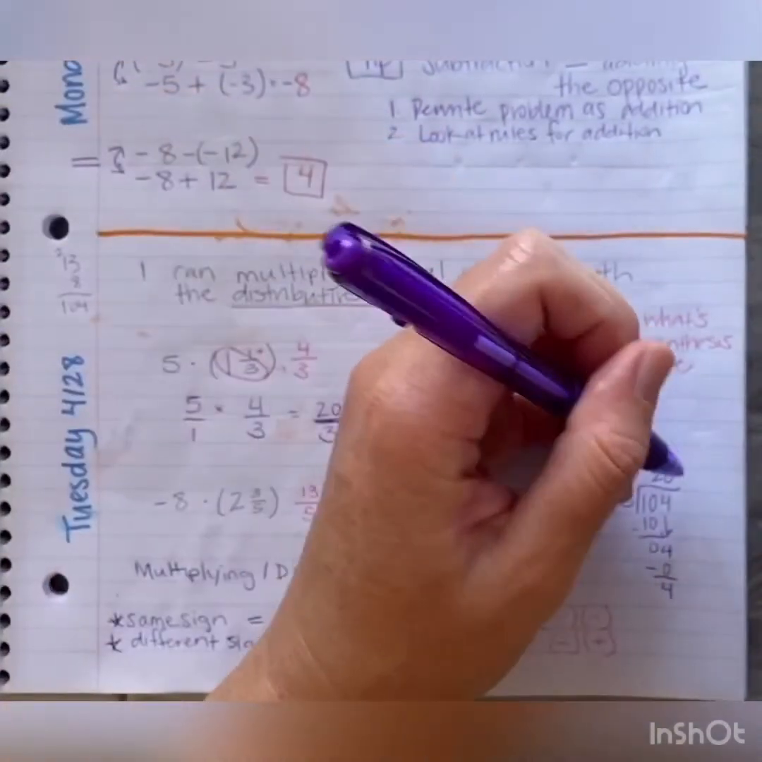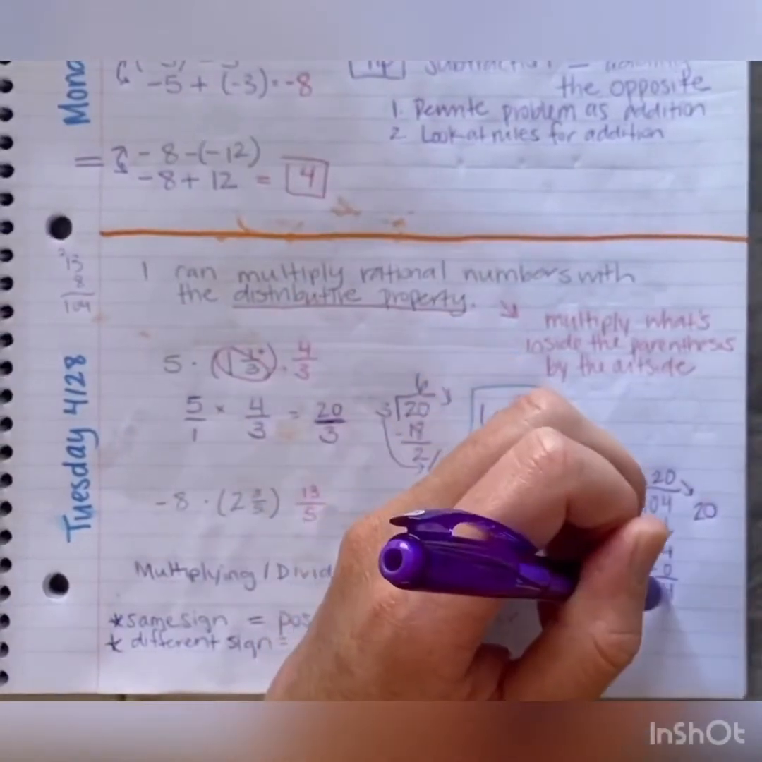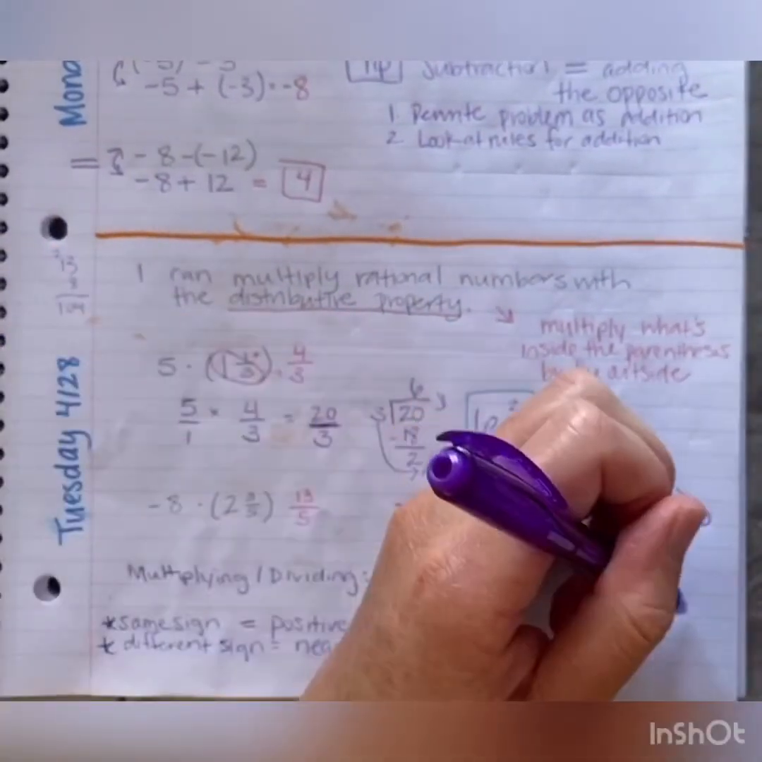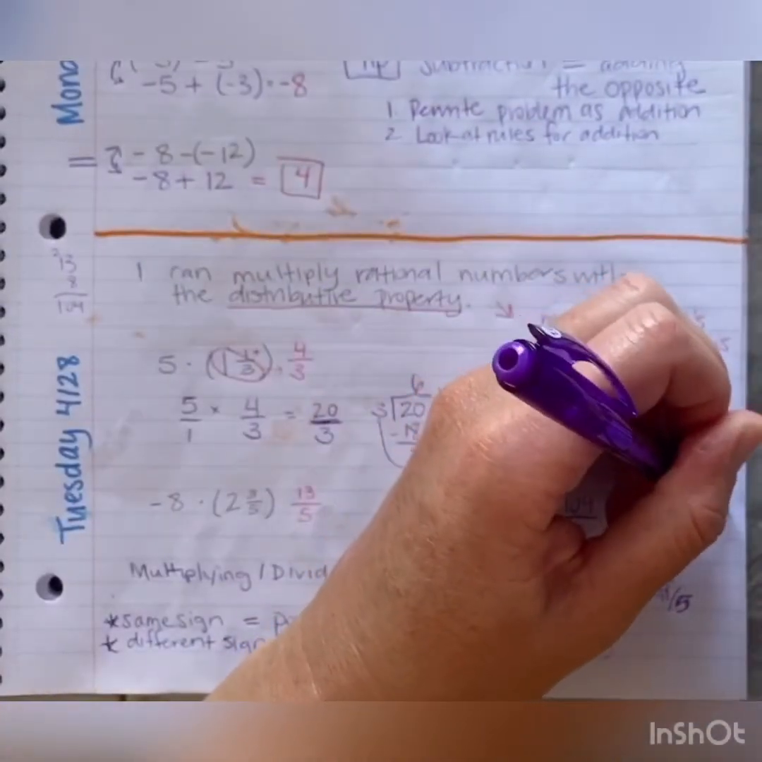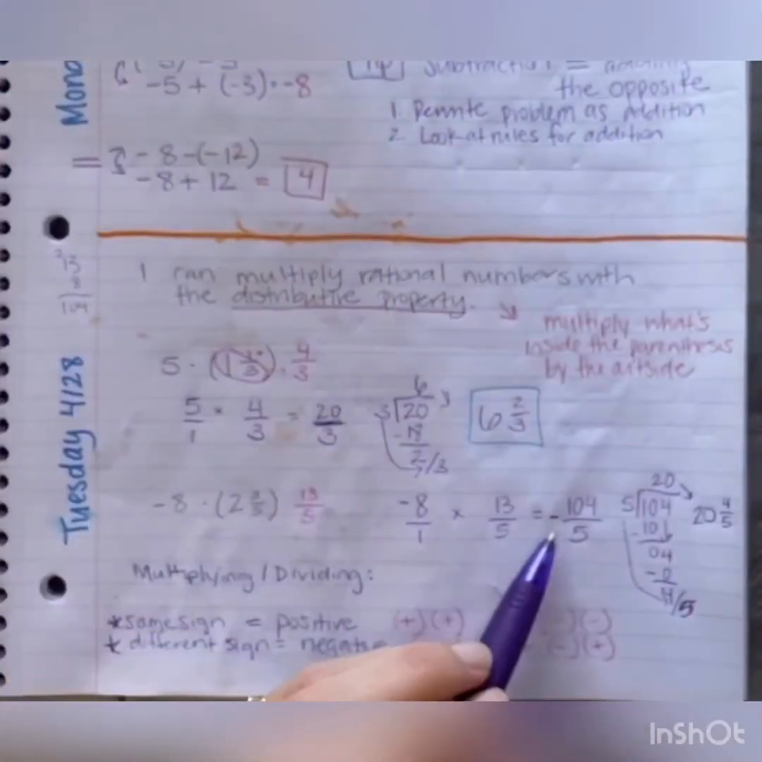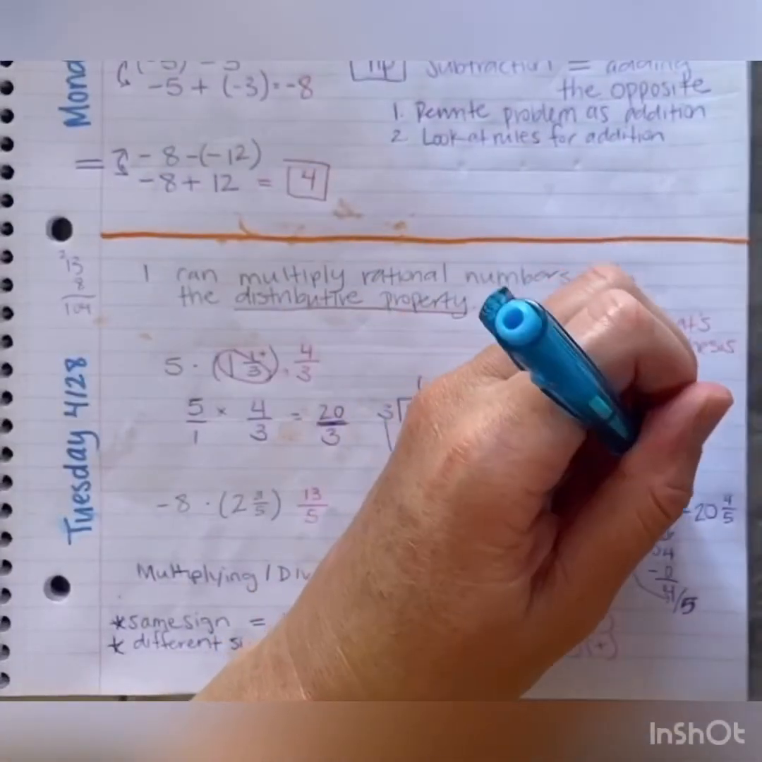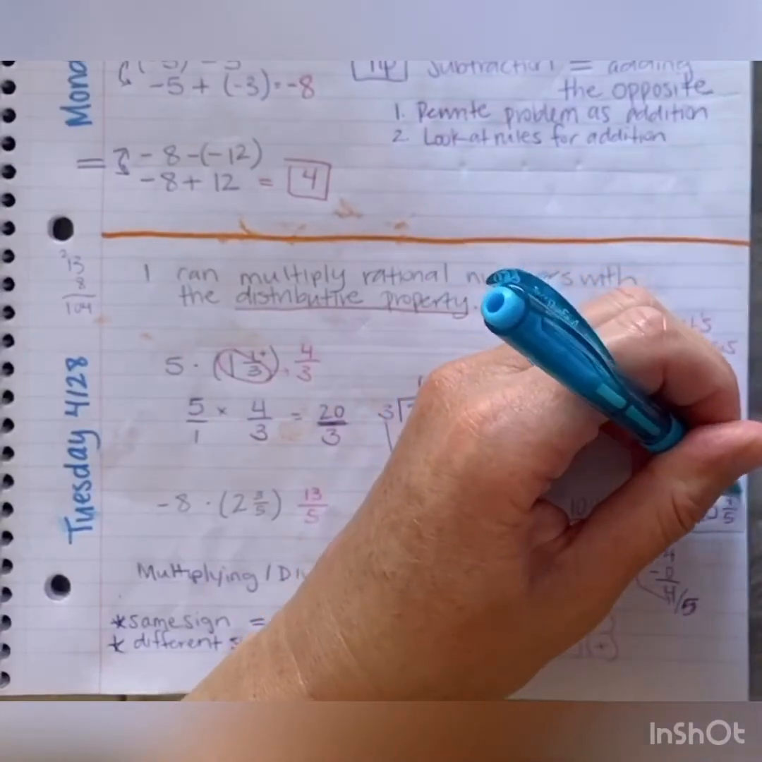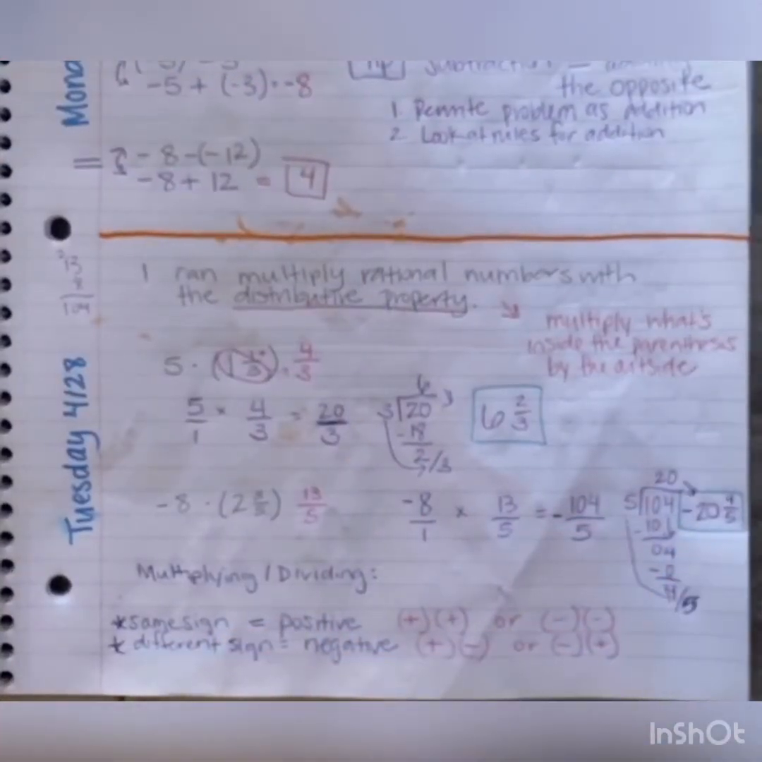So my answer, my whole number here is 20. And 4/5. And remember that is a negative. So my answer is negative 20 and 4/5. So make sure you're converting those improper fractions back into a mixed number for your final answer.